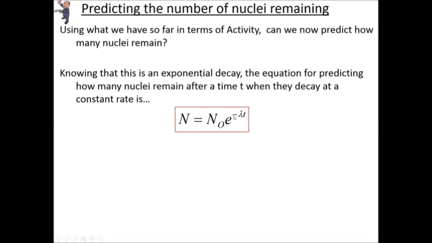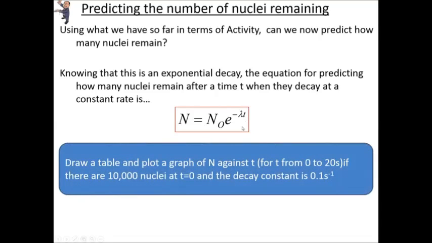So because this is a minus, this is going to reduce. e to the minus lambda t, lambda being the decay constant, t being the time elapsed. Okay, so using this formula we could do a little graphical exercise here. If we drew a table and plotted a graph of N against t for the first 20 seconds, we're going to set N equal to N0 of 10,000 and e to the minus lambda t, where the decay constant is 0.1, and t we're going to put in like 1 second, 2 seconds, 3 seconds.